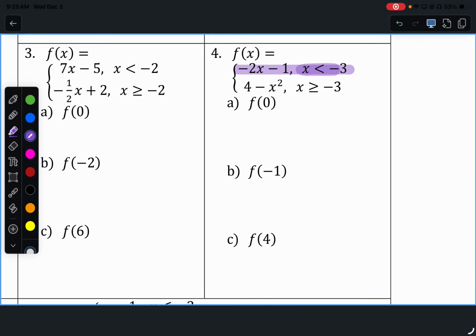3. Okay, our last question, we have 8. Is 8 less than or equal to negative 3? Nope. Is 8 greater than negative 3 and less than or equal to 2? Is 8 greater than 2? So what does that mean f of 8 is?